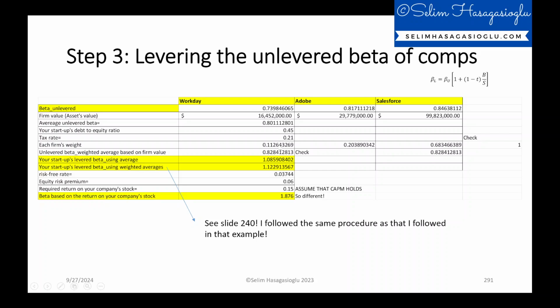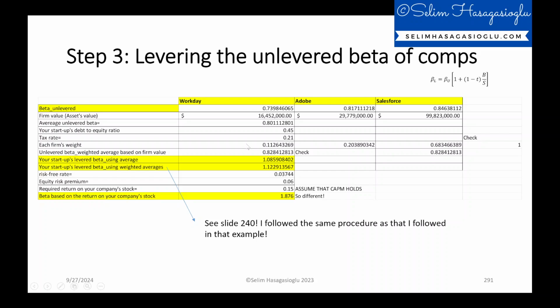And in an alternative method, we can also calculate each firm's weight given their asset values. So for example, you can add all these firm values and then calculate the weight of each company. So this value divided by the sum, this value divided by the sum, and this value divided by the sum. So you have each firm's weight with respect to their asset values. And then, of course, you can calculate the unlevered beta. So here we just use the average, but here we can also calculate the unlevered beta. In a way, we will be using the weighted average method.